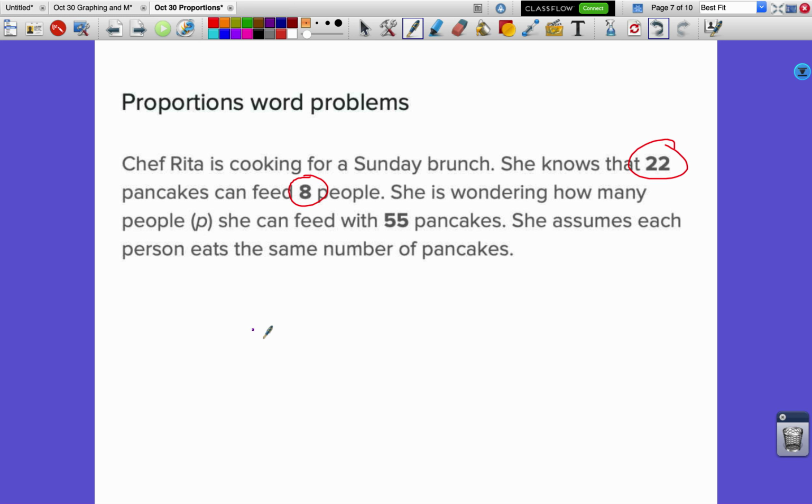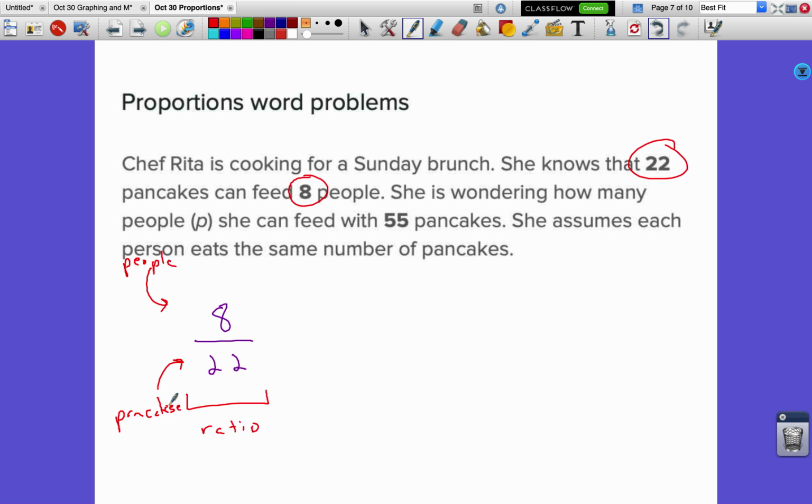Take your ratios and turn them into fractions. So we're going to say 8 over 22. So now we've turned this into a ratio. And that ratio is going to be the people to pancakes ratio.